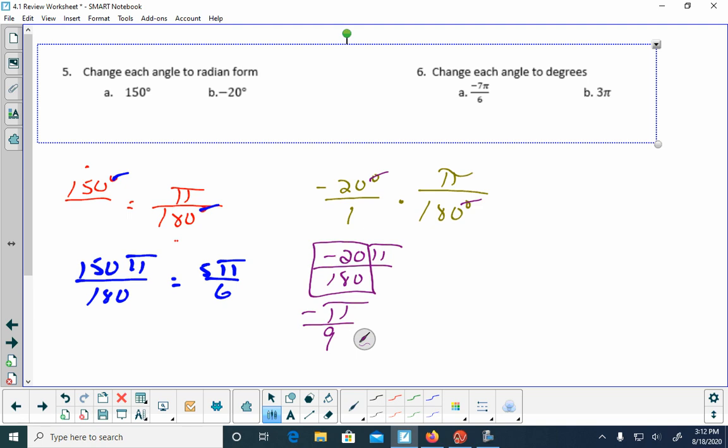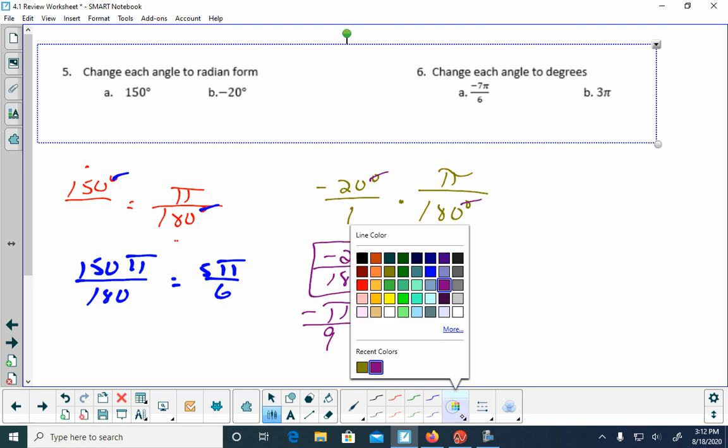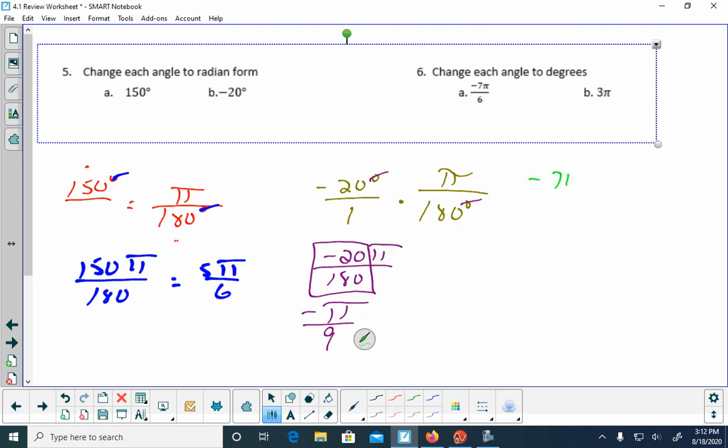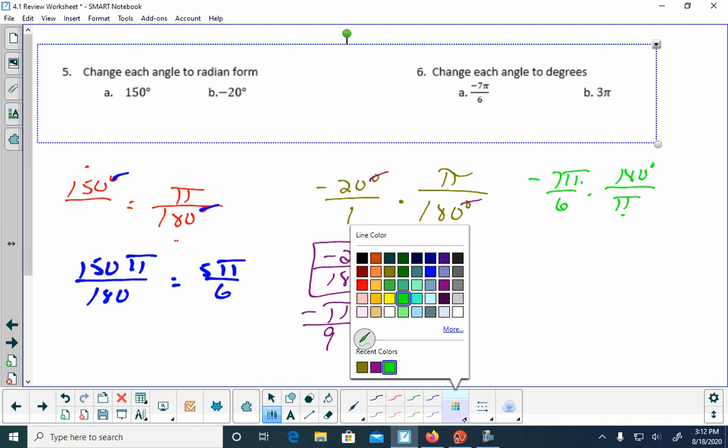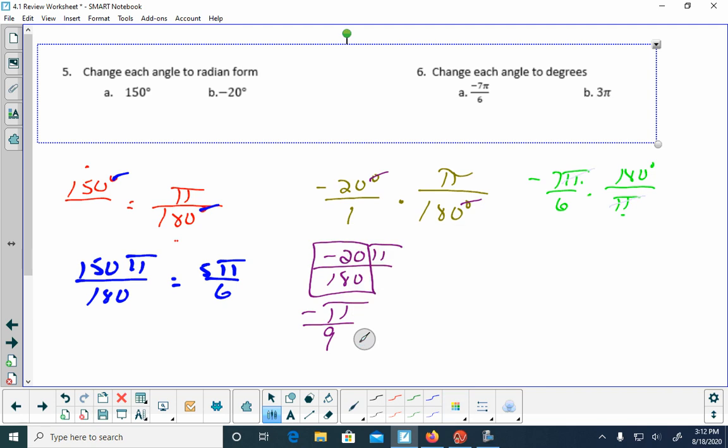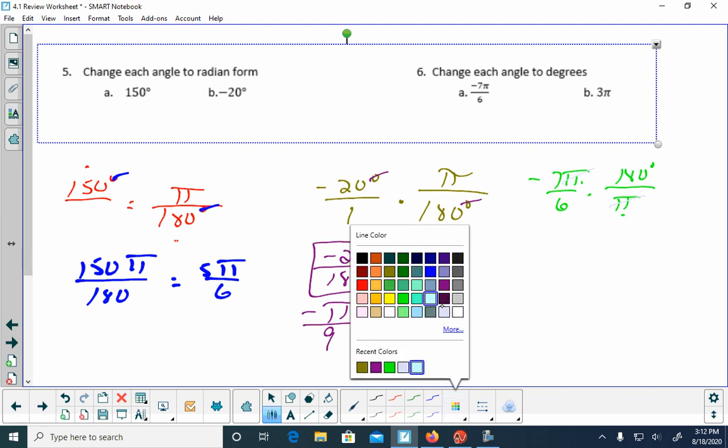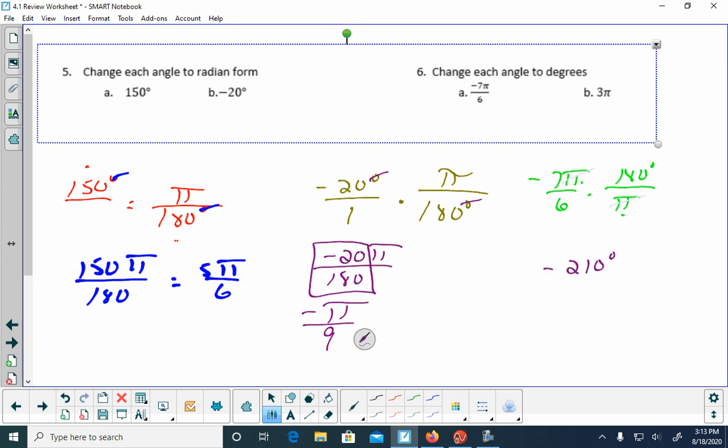Number 6 is asking me to change from radians to degrees. So I am going to take negative 7 pi over 6. I'm still using 180 degrees to pi, but since I want the pi to simplify, because there's pi in the numerator, I'm going to put pi in the denominator. 180 degrees will go in the numerator. So when I do that, my pi's will now simplify, and then I'm going to end up with negative 7 times 180 over 6. And when I do all that, I believe I get negative 210 degrees.